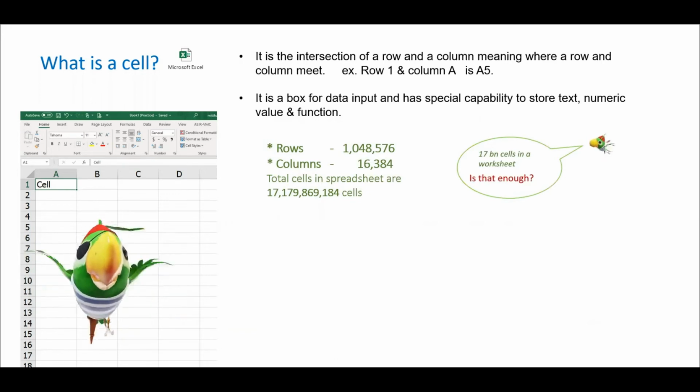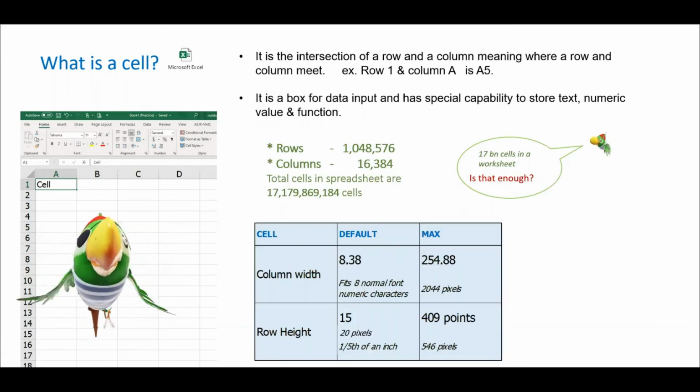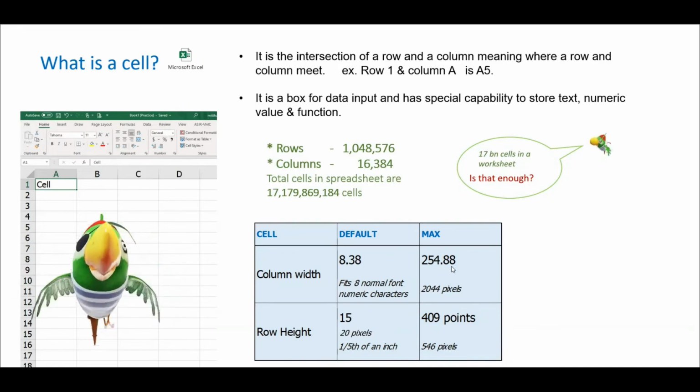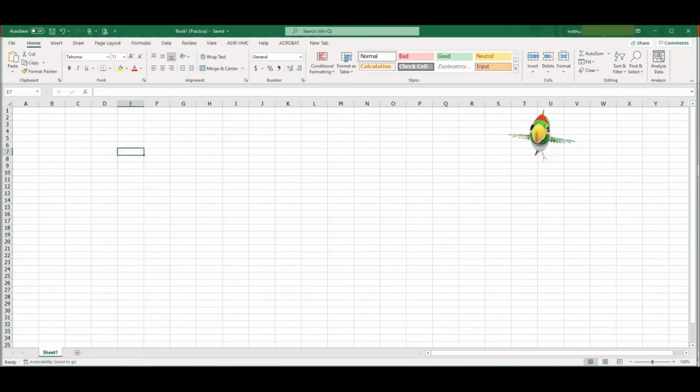Is that enough? Let's understand what is the size of these columns and rows. The size of the column at default is 8.38 and it can be maximized to 254.88. The size of the column is expressed by the width of the column. So for example, let us consider this column F and this is the width. If you put your cursor here, you can see this black plus. Click it and you can see the width, that is 8.38, which means it is 72 pixels.